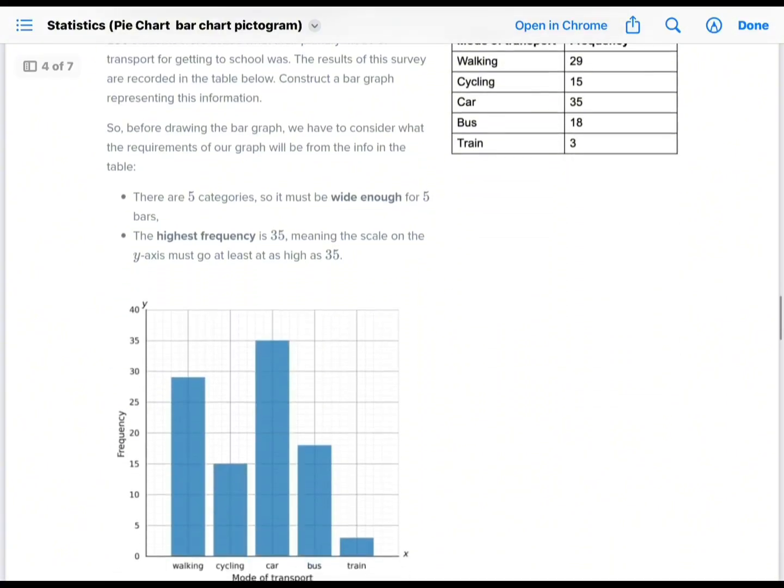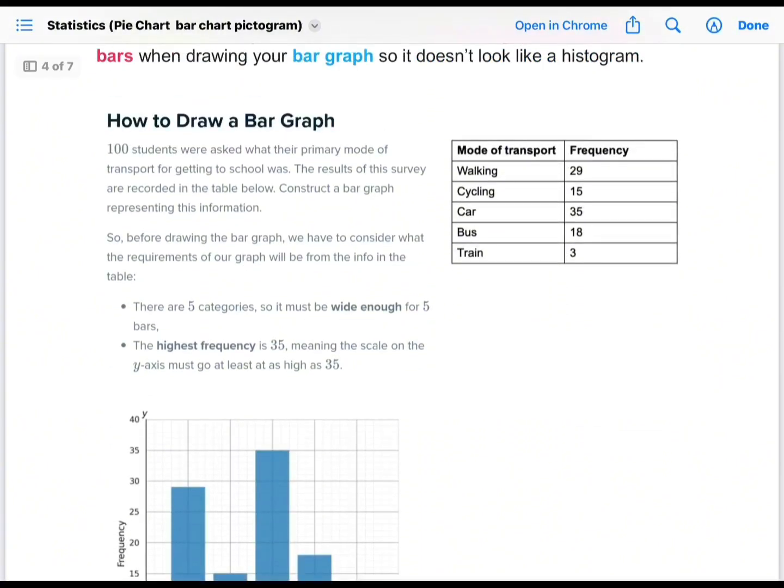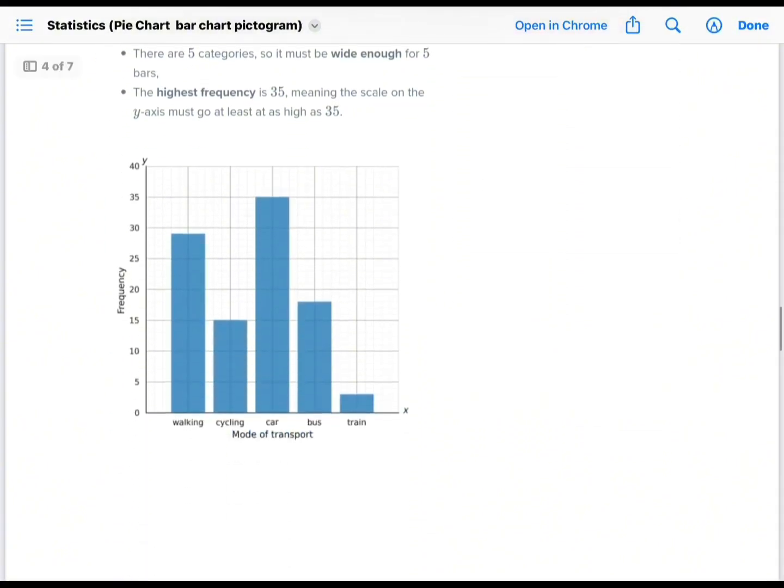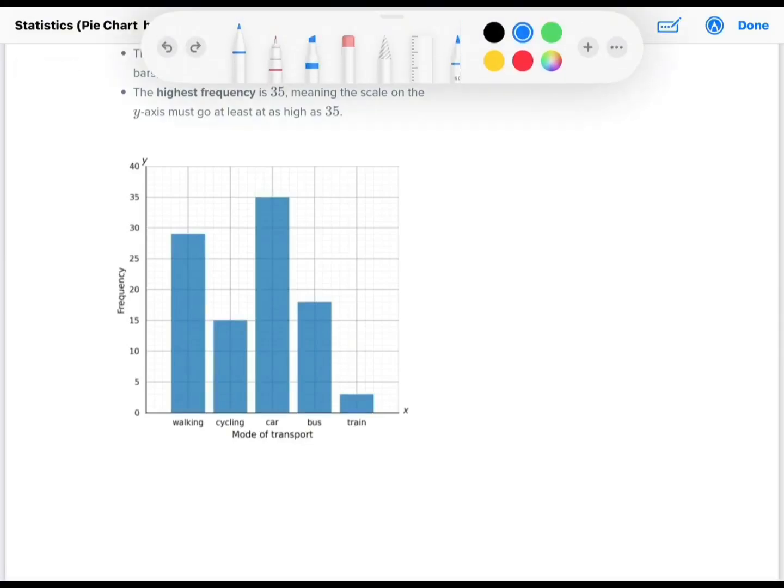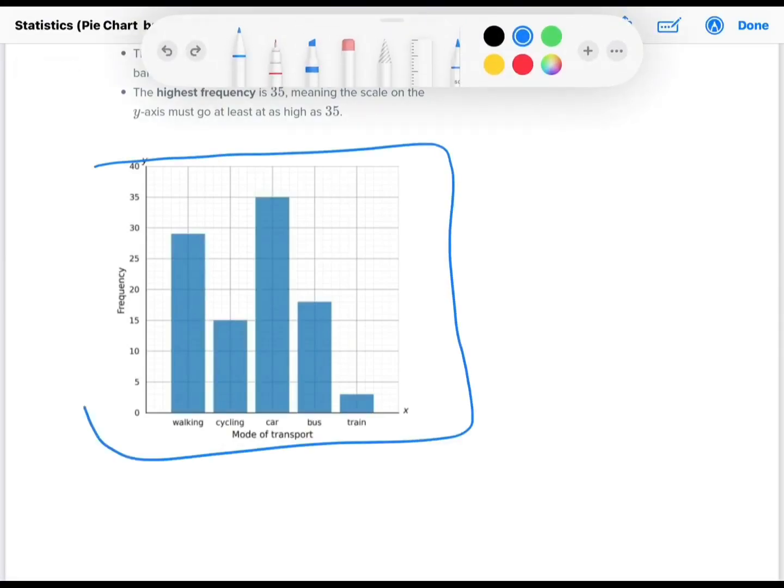If I show you, this is the data in the table: mode of transport and frequency, and this is how the bar chart looks. You can see that there is a gap between all the data. For all the categories we have a gap, so this gap represents that it's a bar chart. When there is no gap, then it will be a histogram. We will not talk about histograms right now. So this is the basic point, that we have a gap in between the data or categories.